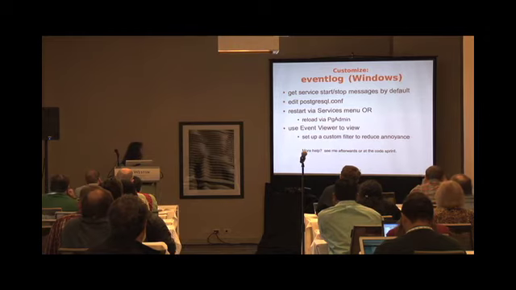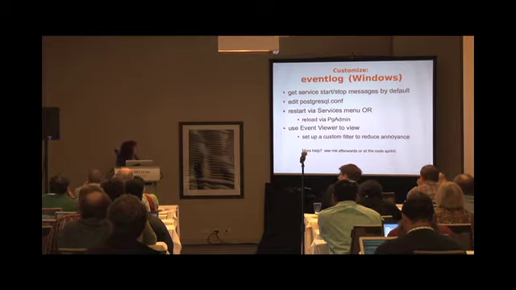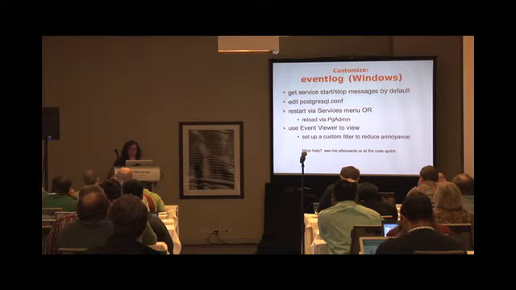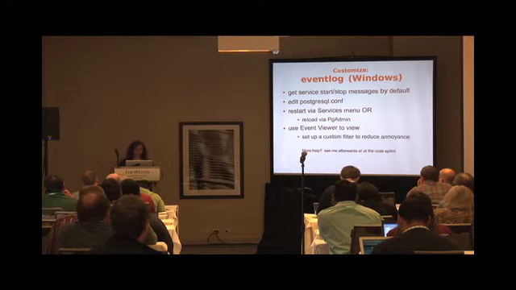So, event log. Windows behaves a little bit differently than Postgres on Unix. You're going to get the service start-stop messages by default, regardless of whether you have logging enabled or not. You edit your postgresql.conf pretty much the same way that you would on Unix. And then you just have to either restart or reload. You can restart it via the services menu or reload the config with pgAdmin. And then you go and use Event Viewer to view your messages. And I like to set up a custom filter just to kind of reduce the noise because it is super duper chatty. And that's about all I have to say about event logging on Windows.